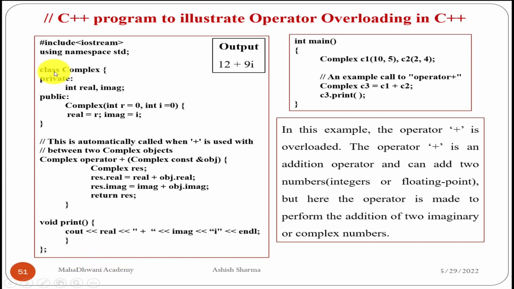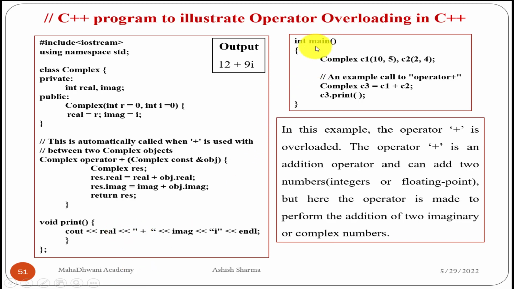Then close the class. So we have here three things. Number one, the class constructor. Number two, operator overloading function. And number three, print function. So these are the three things.